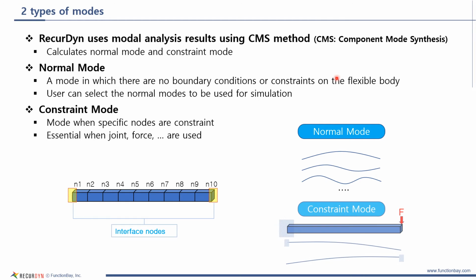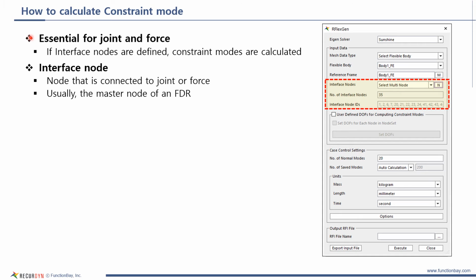Constraint mode is a mode when specific nodes are constrained. This constraint mode is essential when the RFlex body is used with joints, forces, and so forth. In the image on the right, the left side is fixed and the downward force is applied to the right side. Therefore, a constraint mode with the fixed left side and a constraint mode with the constrained right side must be included to simulate this model. Constraint mode is essential when defining joint and force.